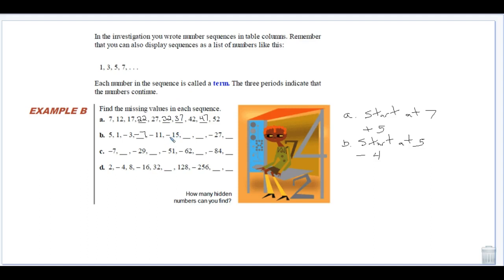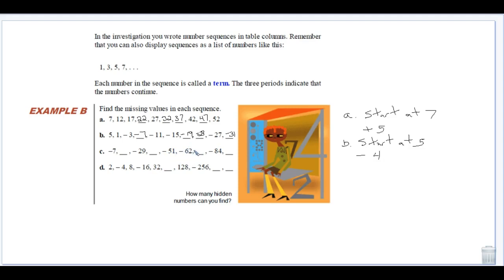What you could do, instead of trying to subtract, is just add and keep the negative in front. So 15 plus 4 is negative 19. And 19 plus 4 is negative 23. And negative 27 plus 4 would be negative 31. There you go. So now we have negative 7, blank, negative 29, negative 51, negative 62, negative 84.